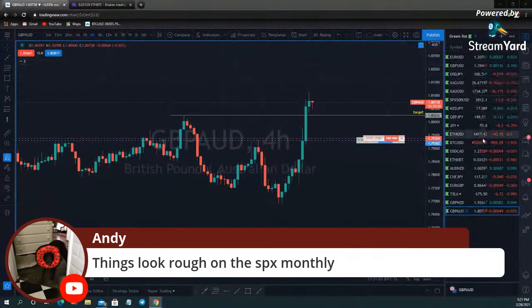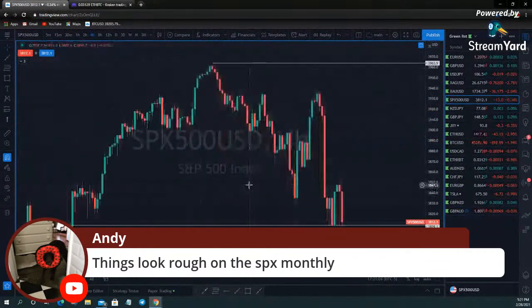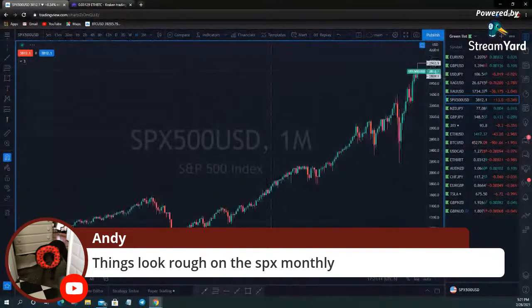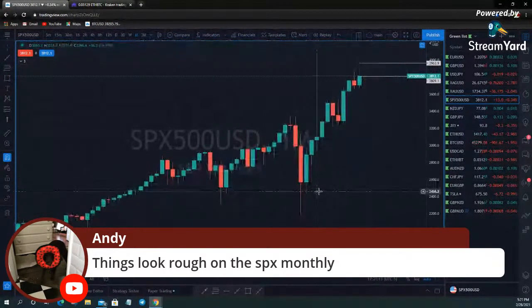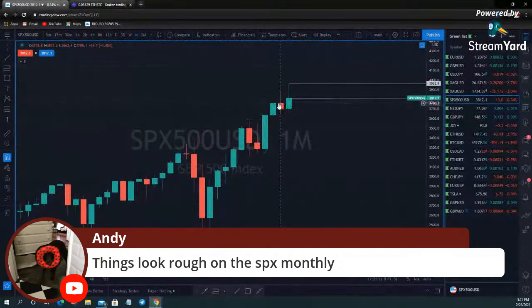Let's go look at the SPX monthly real quick, because that was the next thing I was looking at. So let's go take a look at it. I can't imagine it looks terribly rough. Yeah, it looks pretty bullish to me. I mean, you're trading above the opening price of last month's candle. So as long as you're trading above that, that's not very bearish.